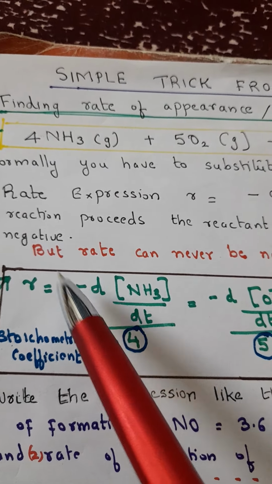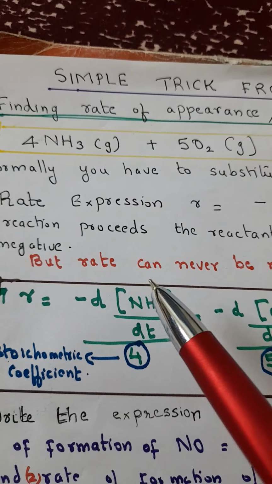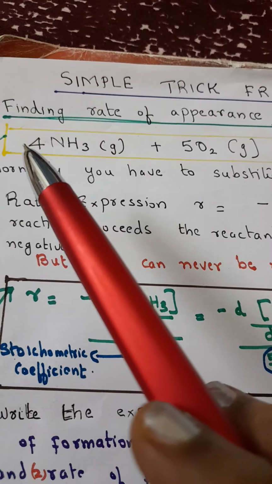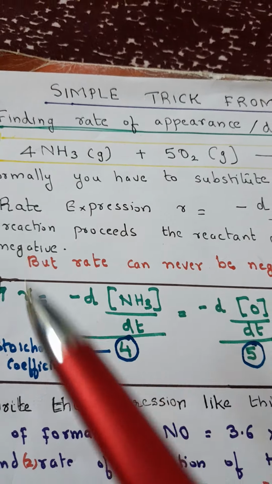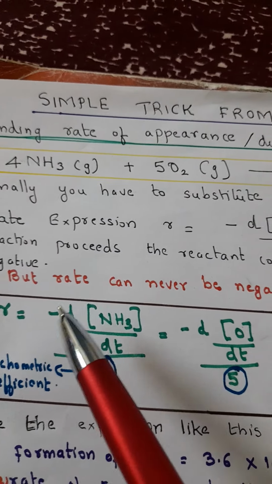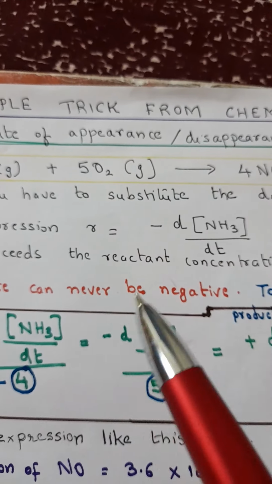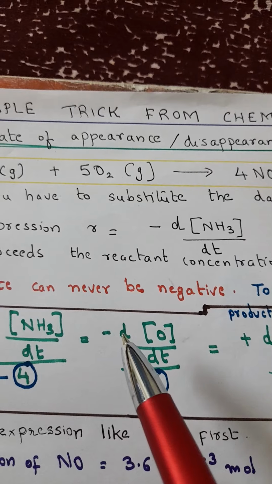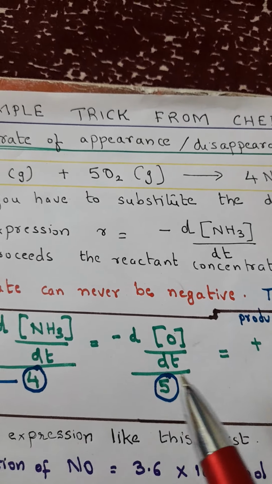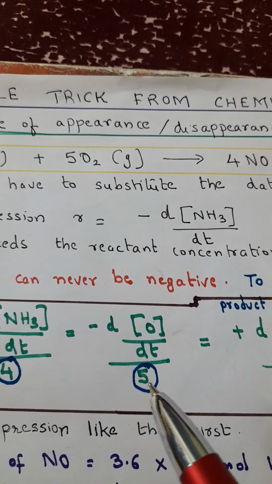R is equal to minus d[NH3] by dt, the whole divided by the stoichiometric coefficient, which is 4. So divided by 4. Since it is a reactant, we put the negative sign here. Next is oxygen. For oxygen, it is equal to minus d[O2] divided by dt, the whole divided by the stoichiometric coefficient, which is 5. So put 5 here.